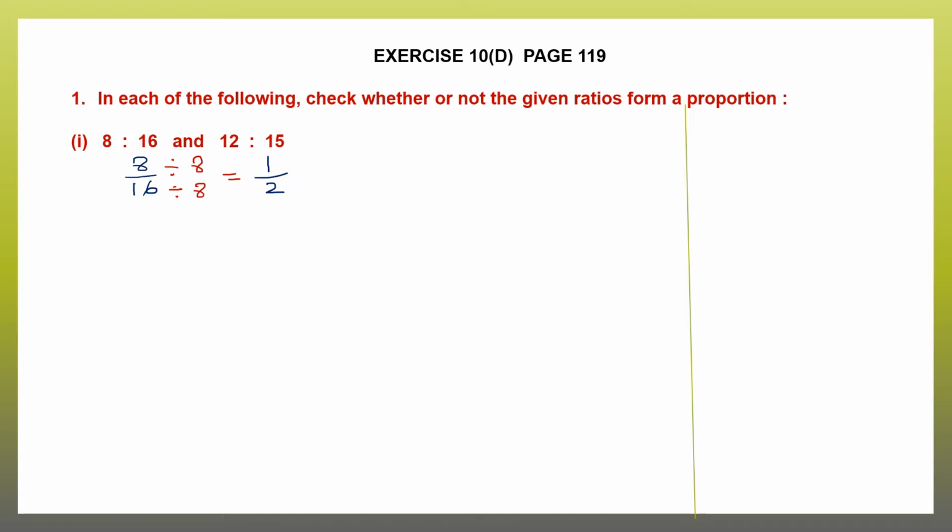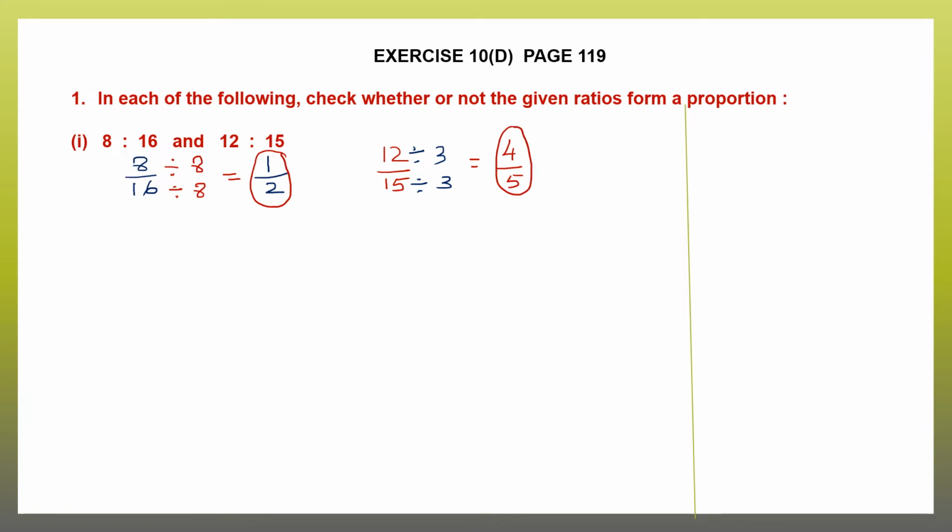Now let's go to the other ratio, 12 by 15. Let's reduce it to the lowest term. Here we can use 3 to divide both. 3 is a common factor here. So here 3 fours are 12 and 3 fives are 15. So the first ratio we got is 1 by 2 and the second one is 4 by 5.